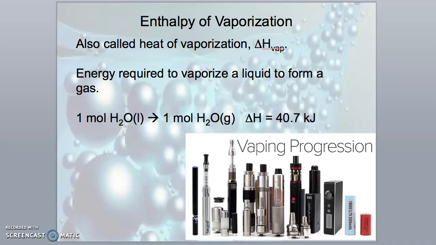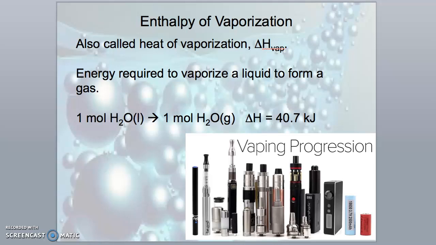The next thing we're going to talk about is the enthalpy of vaporization. We also call this the heat of vaporization, and we see this delta H value. Sometimes I call it the energy of vaporization. And the delta H, the delta, that little triangle symbol, just means the final minus the initial. And this is the amount of energy it takes to vaporize a liquid to form a gas.